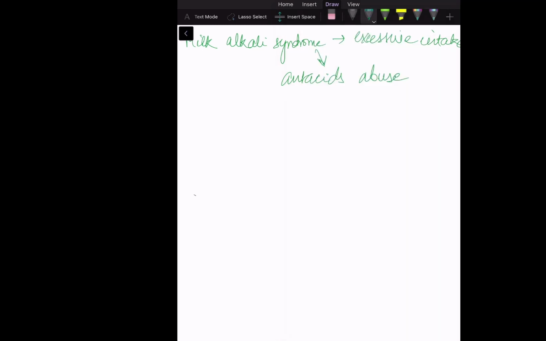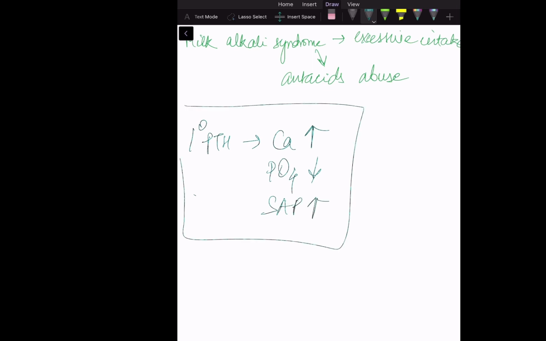In primary hyperparathyroidism, what will happen? Calcium levels will be increased, phosphate level will be decreased, and SAP, serum alkaline phosphatase, will be increased. Always remember this. If a question comes, you won't get confused if you remember this. I'll tell you the chart in the end of everything.